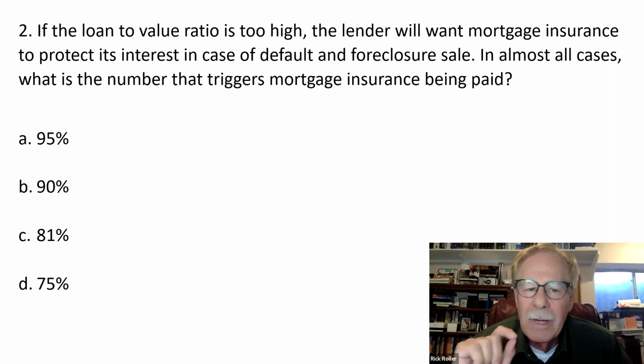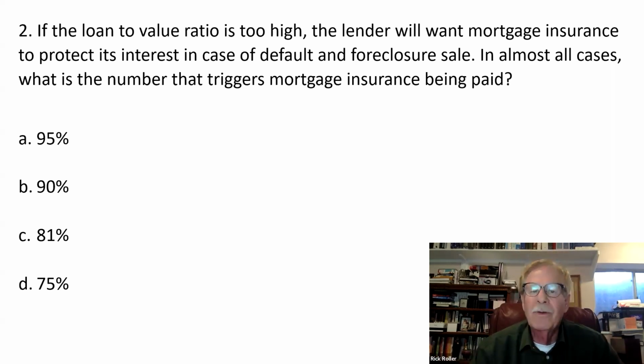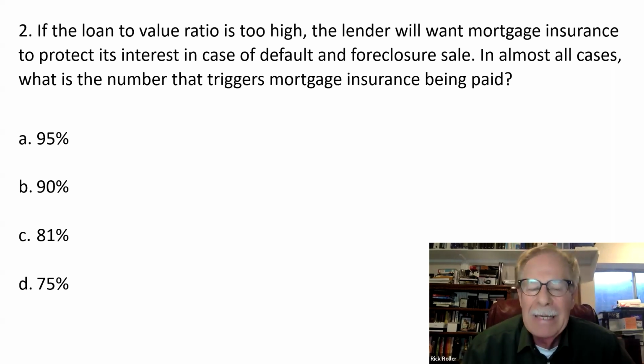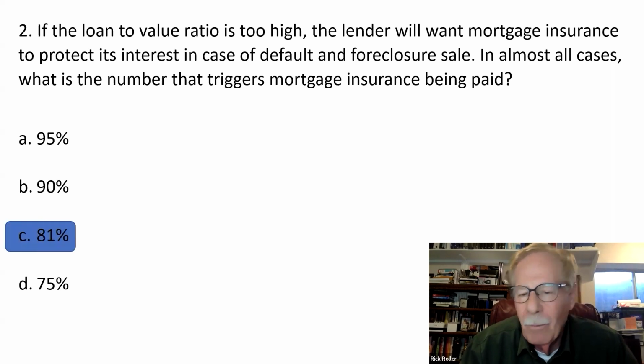In most cases, what is the number that triggers the mortgage insurance being paid? Well, if they're warm and fuzzy at 80%, it would be C, 81. Anything over 80%, they're going to want mortgage insurance. Well, it's just 1% over. Well, then come up with another 1% down so you don't have to pay the mortgage insurance. But 95, 90, and 81, you're going to have to pay the mortgage insurance.